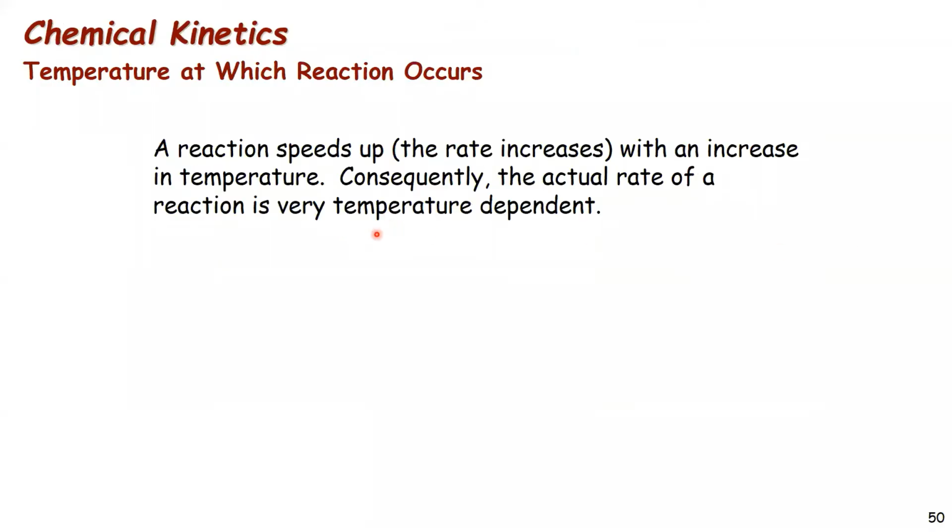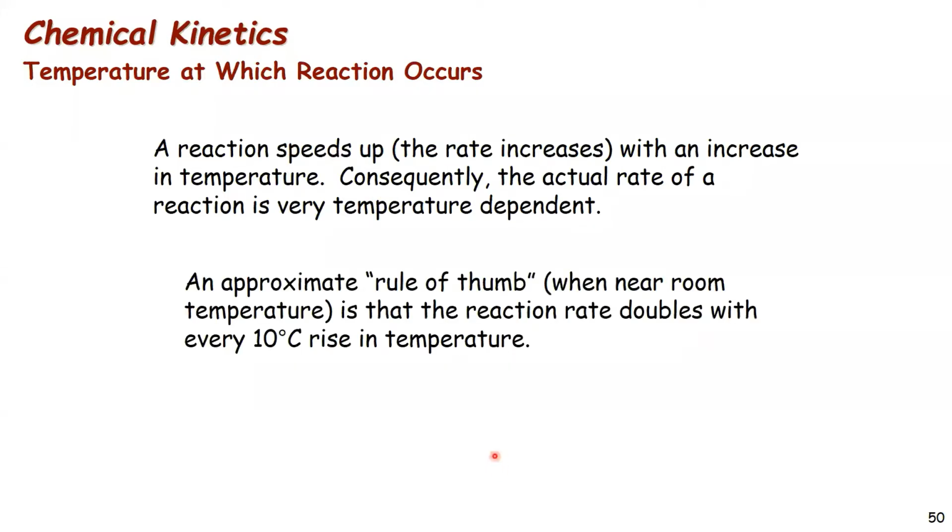Okay, let's talk about how temperature affects chemical reactions. So basically, we know that a reaction speeds up if you increase the temperature. And in fact, there's an approximate rule of thumb. Again, you'll need to know this for lab. When you're near room temperature, if you increase the temperature by 10 degrees Celsius, the reaction rate is going to double.